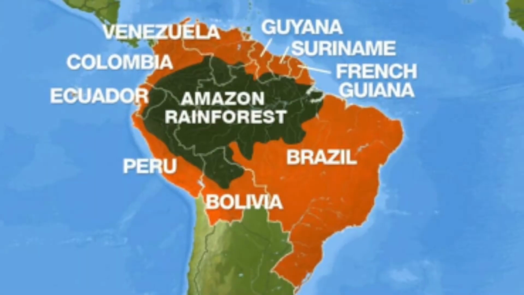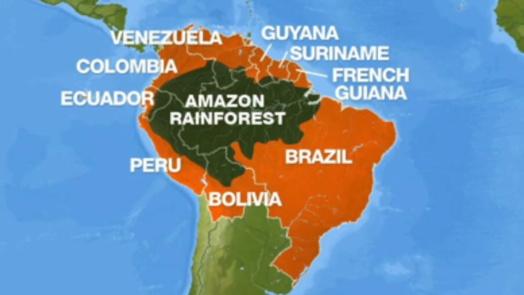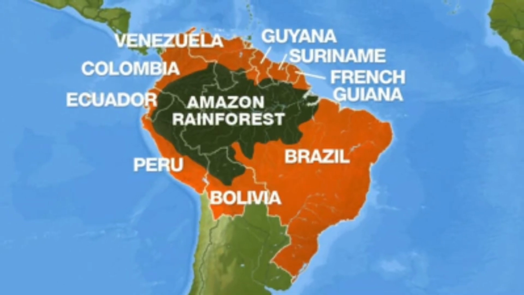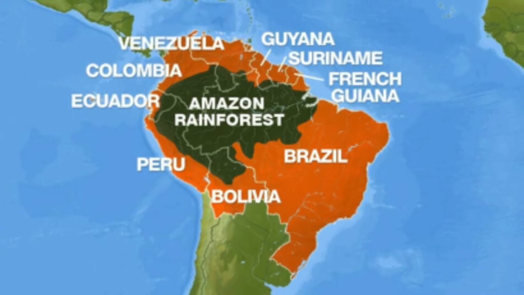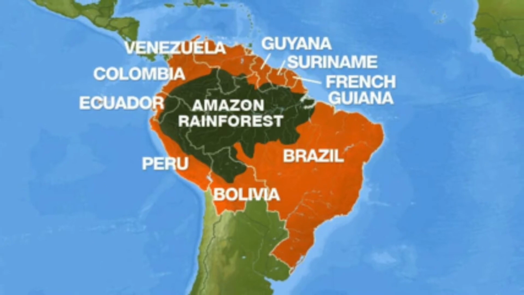The Amazon rainforest covers 8 different countries in South America, including Bolivia. There's 59.6 million hectares of rainforest in Bolivia, which is only 6% of the Amazon rainforest.